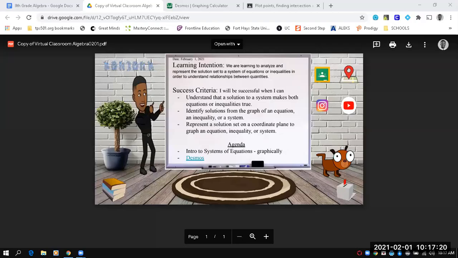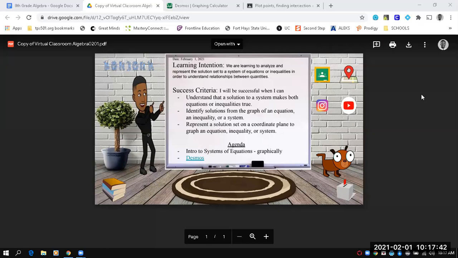All right, so for today's class, the learning intention states that we are learning to analyze and represent the solution set of a system of equations or inequalities. Today, we won't be looking at inequalities, but we're going to look at systems of equations in order to understand how relationships between quantities work.